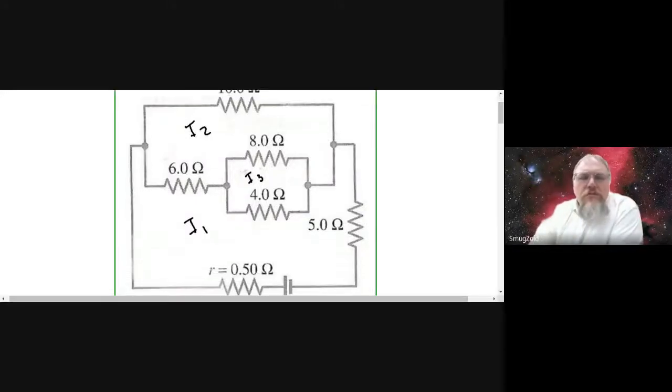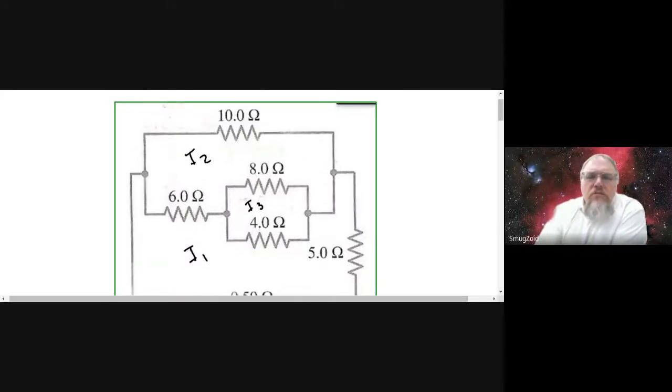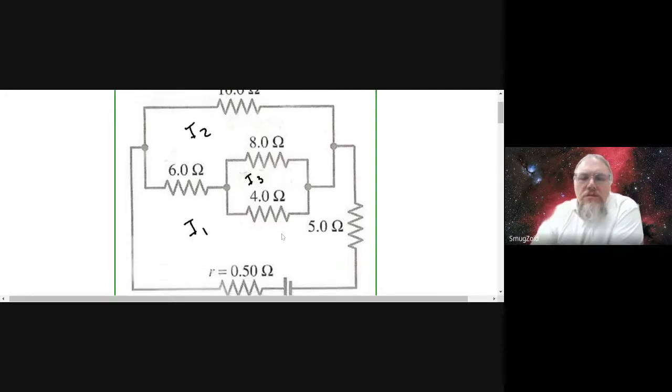Okay, so I'm going to go through. This problem is actually really strange because the loop is within another loop. So first off, you got to figure out what you're going to call your loops. And this is really easy. So we have our I1, I2 is this one we first encounter, and then I3 would be this one.